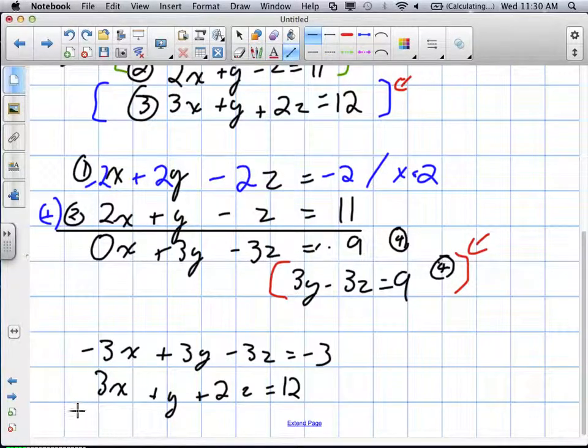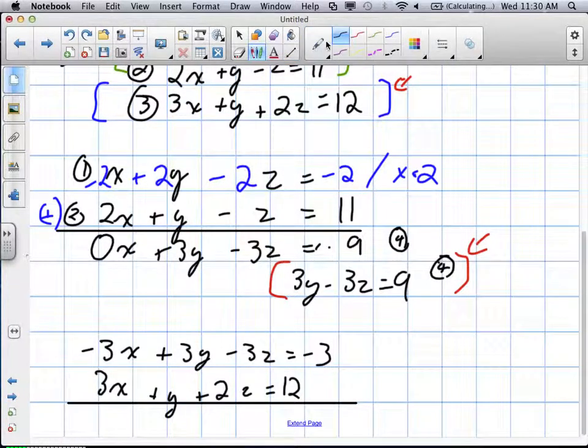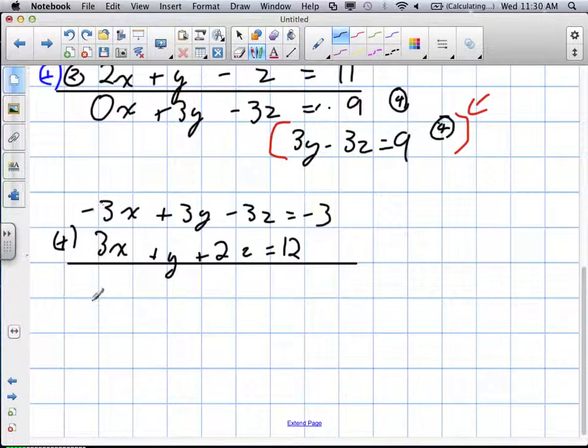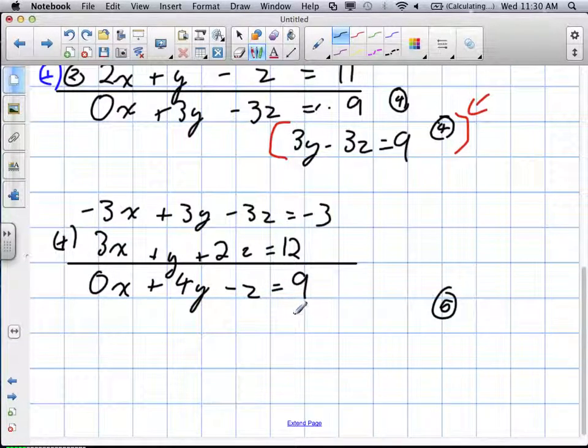And now, same idea with elimination. We're going to add these together to get a new equation. This is going to be our 0x plus 4y minus z is equal to 9. So equation 5, we'll now call this, is equal to 4y minus z equals 9.